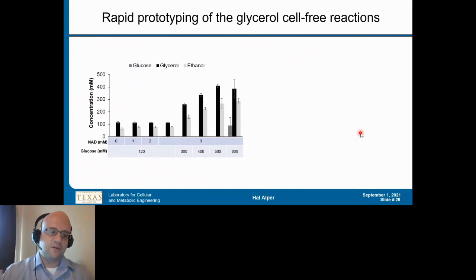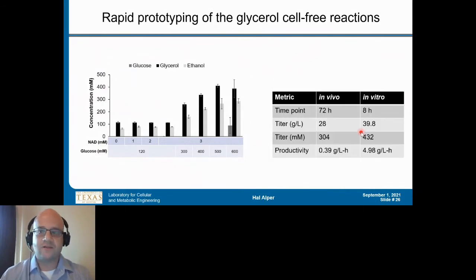We can actually go through and change cofactors, temperatures, the concentration of sugars. And when we do that, we're able to get very high amounts of glycerol, as I mentioned, and in very short periods of time. So here we're able to get much shorter time for the reaction compared to in vivo. In vitro titers were much higher than that of in vivo, and likewise, almost an order of magnitude higher productivity that we were able to get by using these cell-free systems for the production of glycerol.